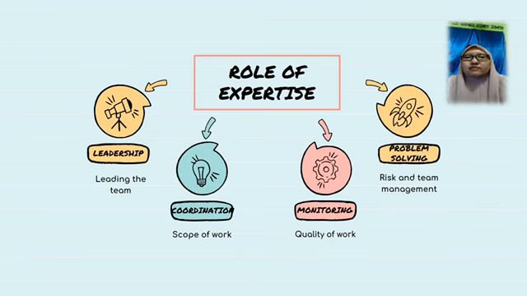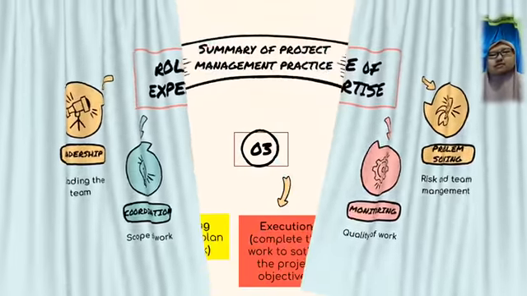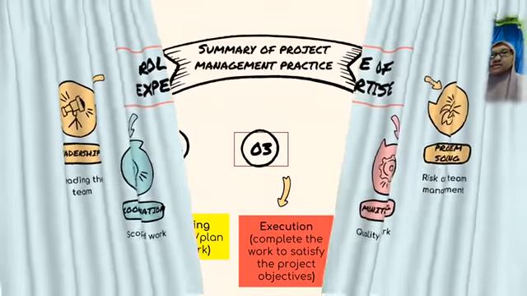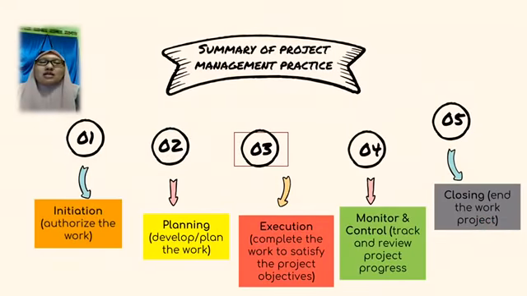Next, I will explain the summary of project management practice. It consists of five phases. Firstly is initiation, which is to authorize the work. Secondly, planning, which is to develop or plan the work. Thirdly is execution, which is to complete the work to certify the project objective. Fourthly, monitoring and controlling, which refers to tracking and reviewing the project progress. And lastly is closing, which is to end the project work.